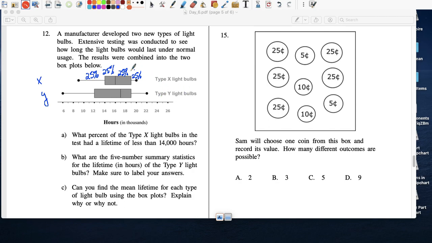So, out of all the light bulbs, what's the percentage that was under 14? Under 14 is this group right here. So what's the percentage? 25%.